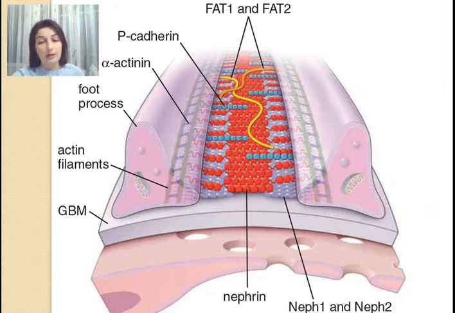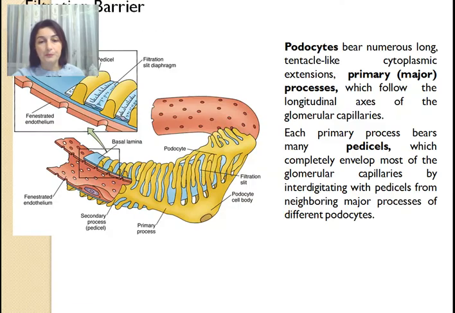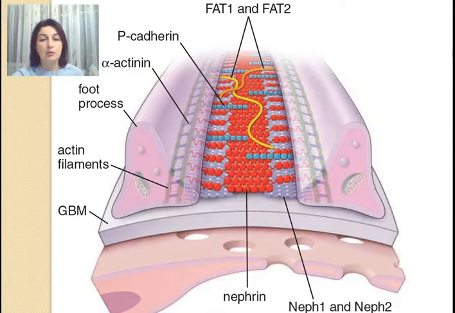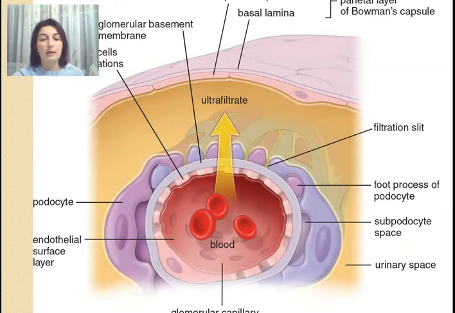So that is the filtration diaphragm, and the pedicels will envelop our capillaries, as we see here. The basement membrane, which is present between the pedicels and the endothelial cells, has a three-layered structure, and it is the product on one side of the endothelial cells and on the other side of the pedicels of the podocytes.